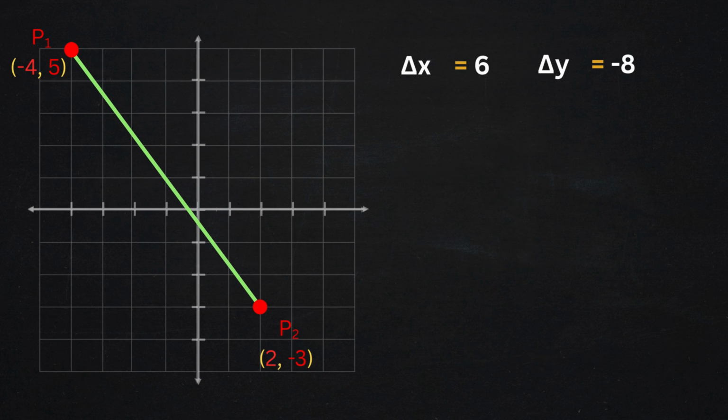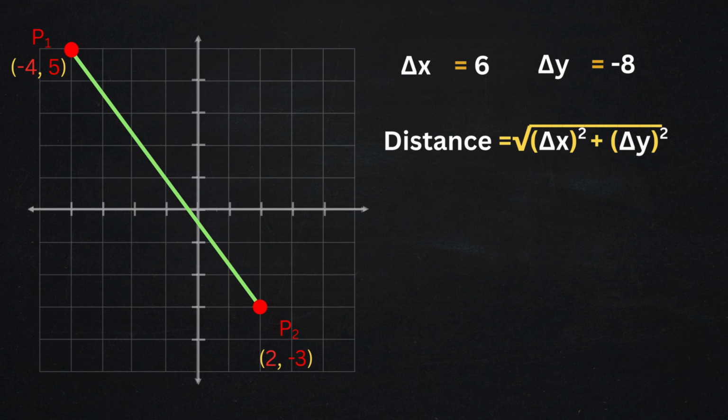Now plug the values into the distance formula. As we know, distance equals the square root of the sum of delta x squared and delta y squared, which comes out to be the square root of the sum of 6 squared and -8 squared. Solving the equation, we get the square root of 36 plus 64, and the answer is 10. So these points are 10 units apart.